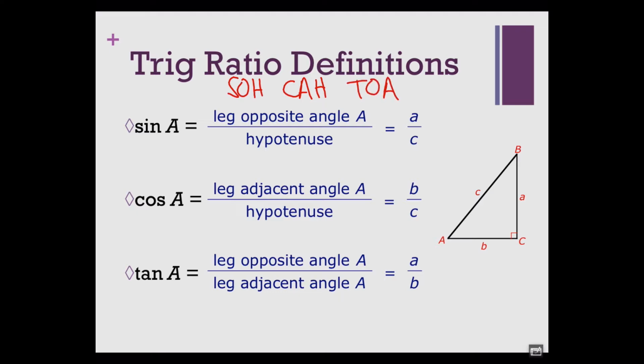Sine is opposite over hypotenuse. Cosine is adjacent over hypotenuse. Tangent is opposite over adjacent. So, SOH CAH TOA. And again, if you ignore all this mucky muck, you simply get a ratio. That's all it is.